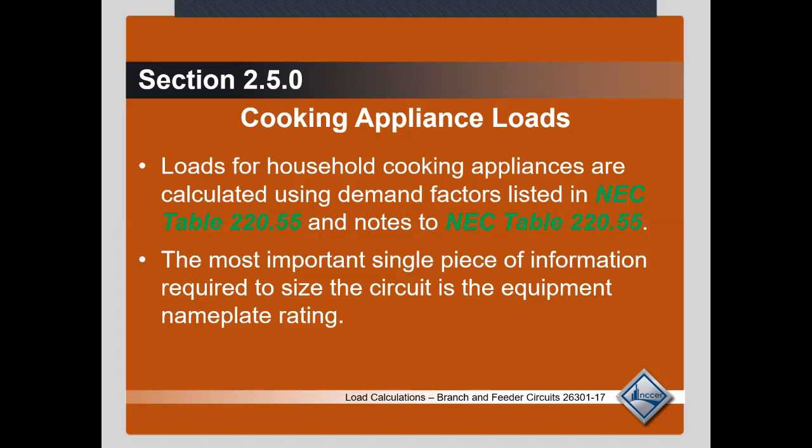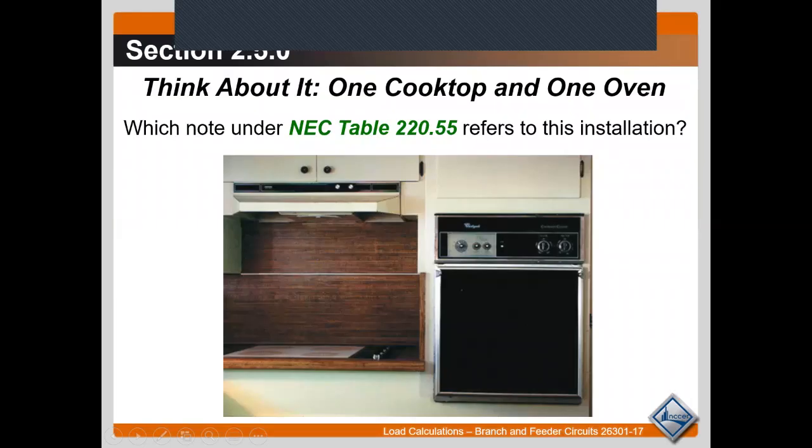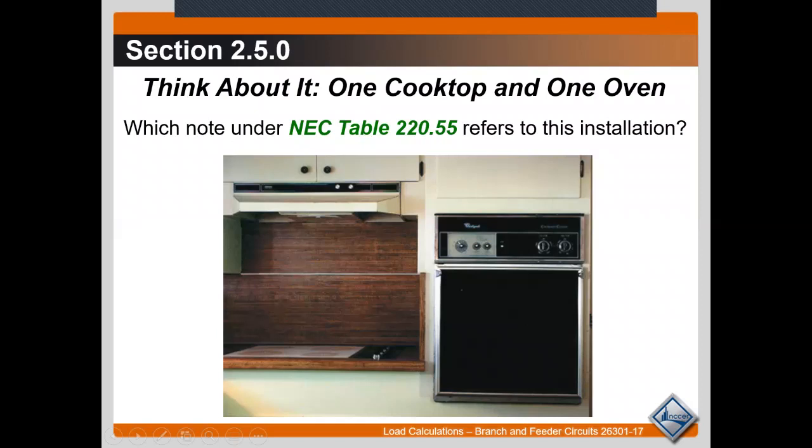the nameplate rating, if you don't have the appliance already. So we always rate it based off of the nameplate rating or 8,000 volt-amps or watts, whichever is larger. Which note under NEC Table 225 refers to this installation where you actually have a cooktop and an oven separate? So it's 2 appliances.